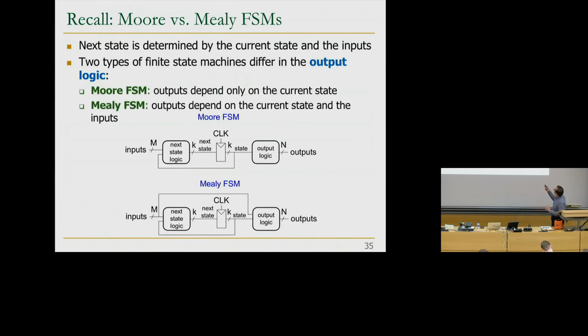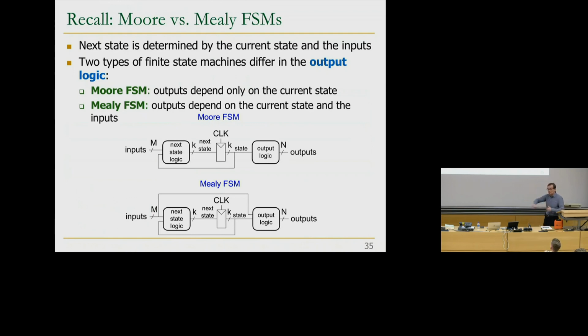We determine the next state by the current state and the inputs. And there are 2 types of finite state machines that differ in the output logic. Moore FSM, outputs depend only on the current state, similar to the output encoding that I showed earlier. That looks like this, basically. If you look at the output, the only inputs are the state, and then you have outputs. And if you're output encoding, this output logic is very, very simple, actually.